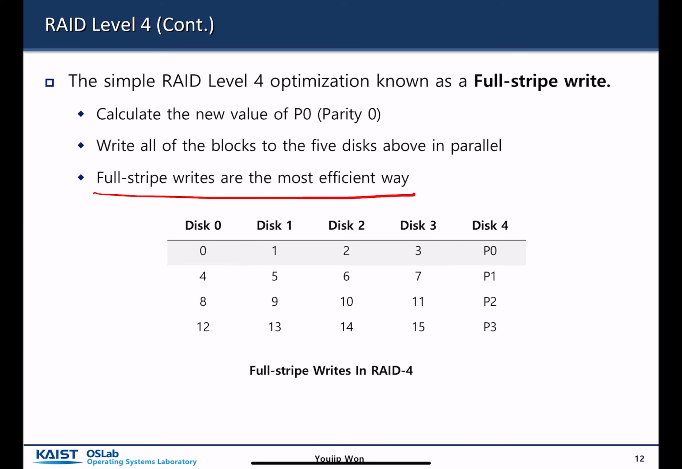So there are 5 disks in a stripe, and you write 4 blocks at a time. Then that's the most efficient way of writing the blocks in RAID level 4. That's because when you write 4 blocks at a time, you compute parity without reading the parity from the disk. I'll explain later shortly. But full stripe write's the most efficient way in RAID level 4.